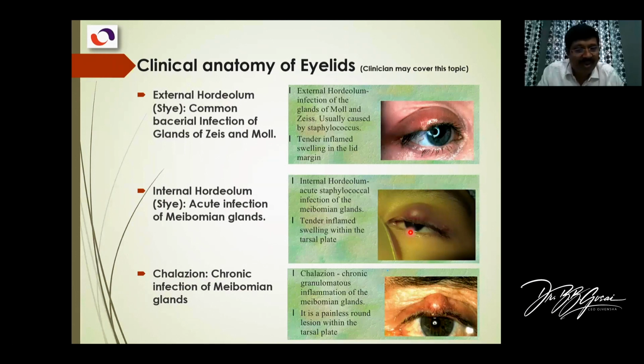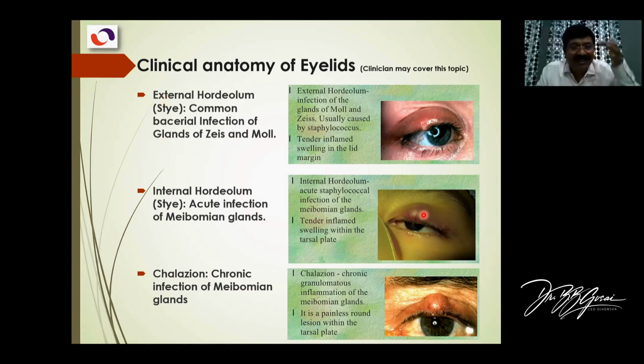If it is the meibomian gland, we call it internal hordeolum, internal stye, because the meibomian gland is inside. And if it is at the margin of the eyelid, exactly near the margin here, that one is the external hordeolum, and it involves the glands of Zeis and Moll. That is external hordeolum. It is also known as stye.